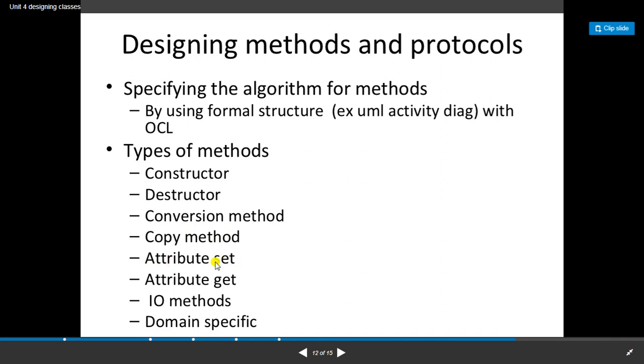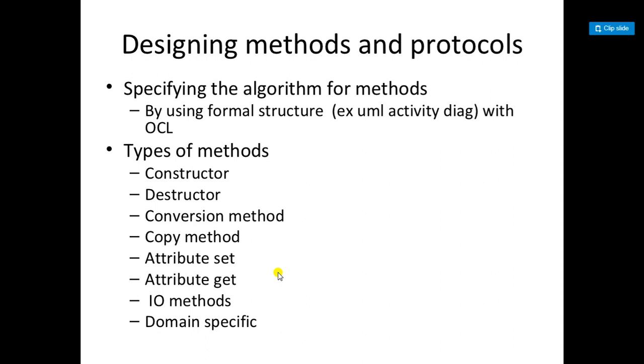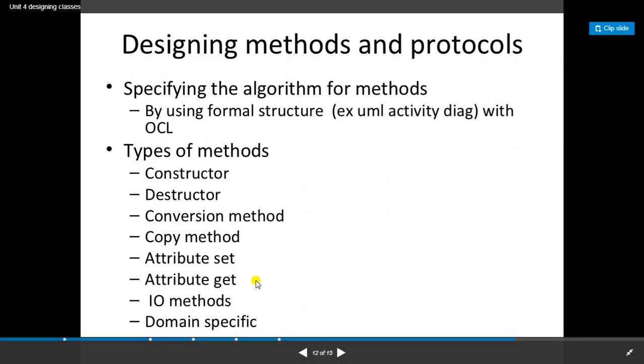Then another method is attribute set and get. The attribute set method means we have to initialize the attributes we are using in the classes. Attribute get means the same attributes can be inherited from one class to another class, that is, getting that attribute from the super class to the main class. That is called the attribute get method.